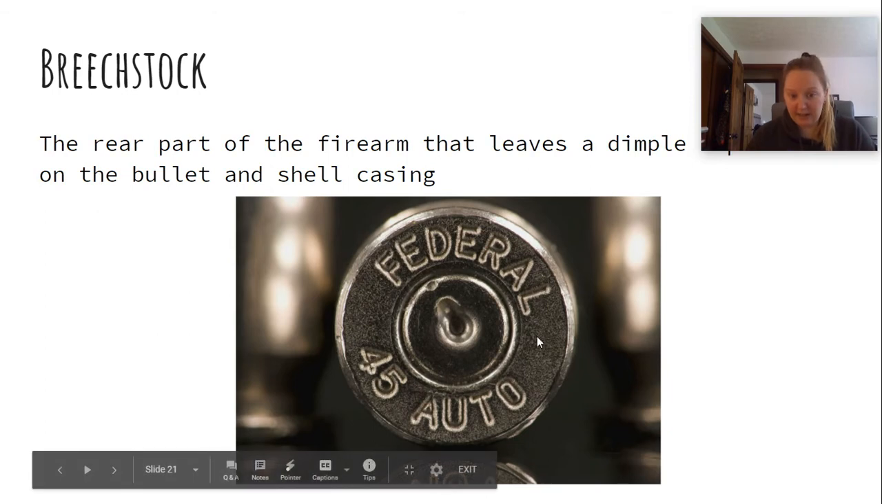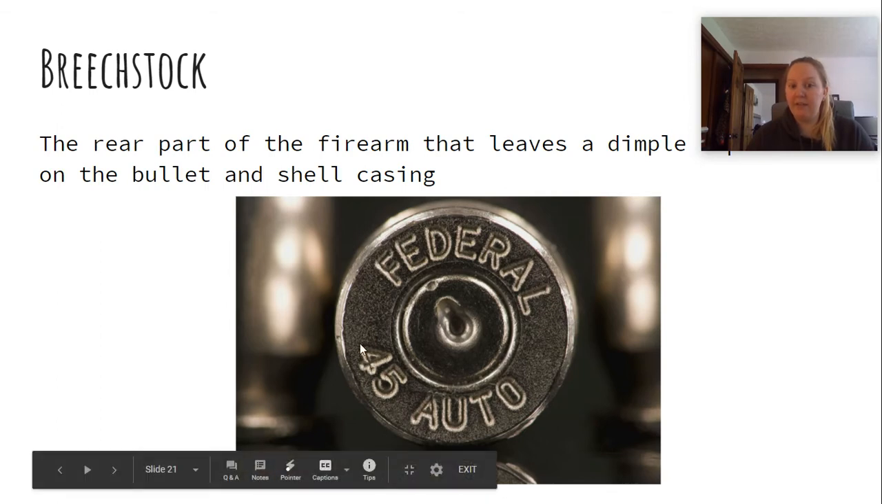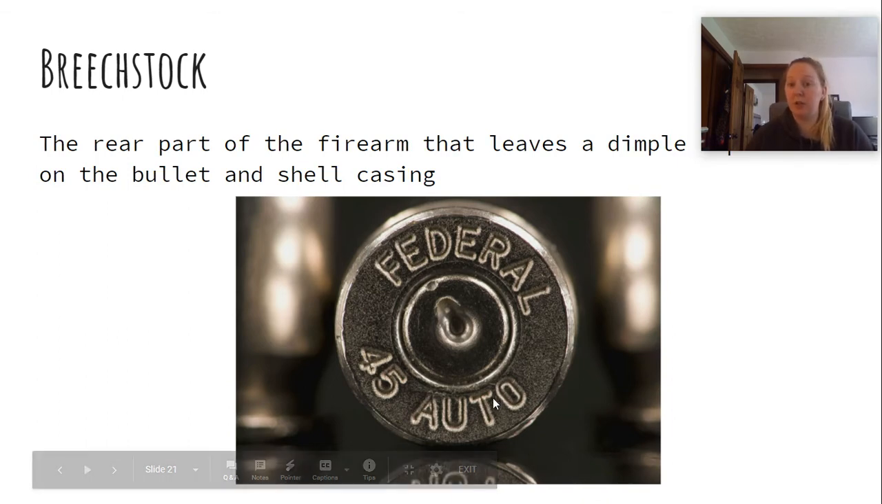Looking at this piece of ammunition, we know that the manufacturer of it is Federal. It's a .45 caliber, and it's for an automatic weapon. That would be how you determine. Almost all manufacturers label the back of their cartridge cases in something similar to this.